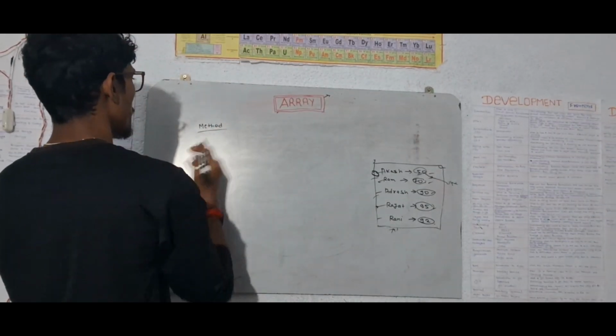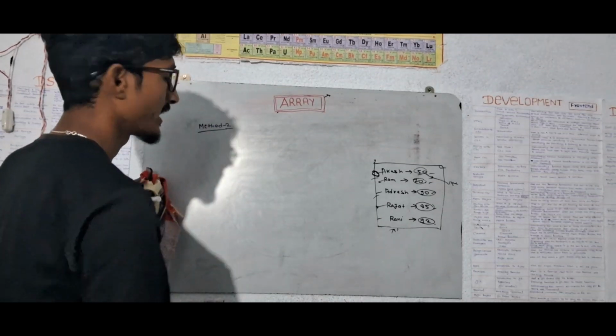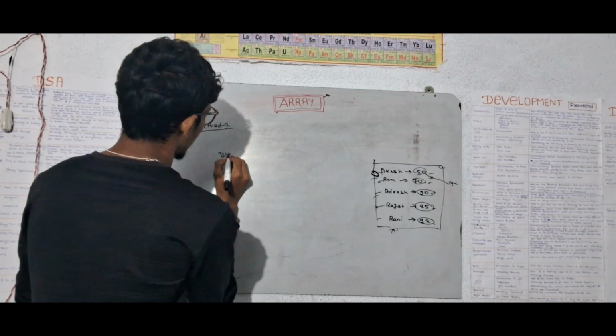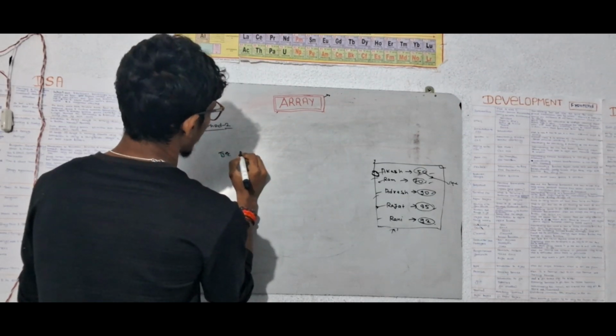Now move to method 2. Here is your method 2. So method 2 of array declaration is, write here the type and your list name.